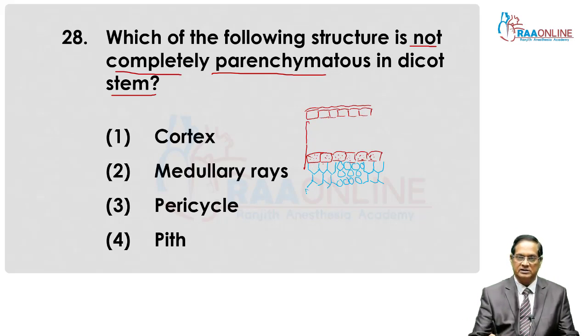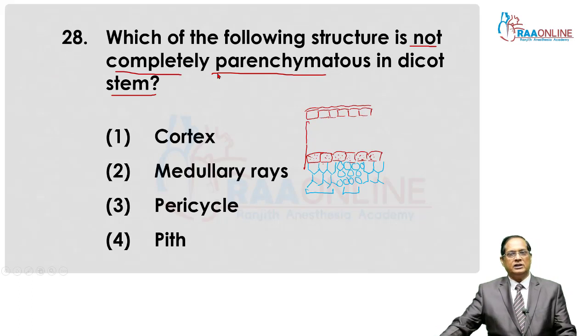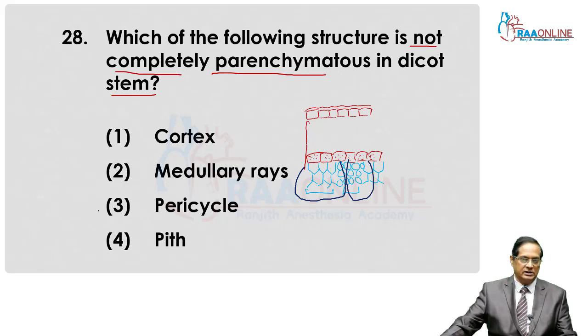Sclerenchyma is dead. This is the sclerenchymatous portion and this is the parenchymatous portion. I mean, it is not completely parenchymatous. In root, it is completely parenchymatous. In monocot stem, it is not found. Pericycle is not there in the monocot stem, and in leaf it is not found. But in dicot stem, pericycle is present just below the endodermis, with sclerenchymatous and parenchymatous patches alternately arranged. So the answer is pericycle.